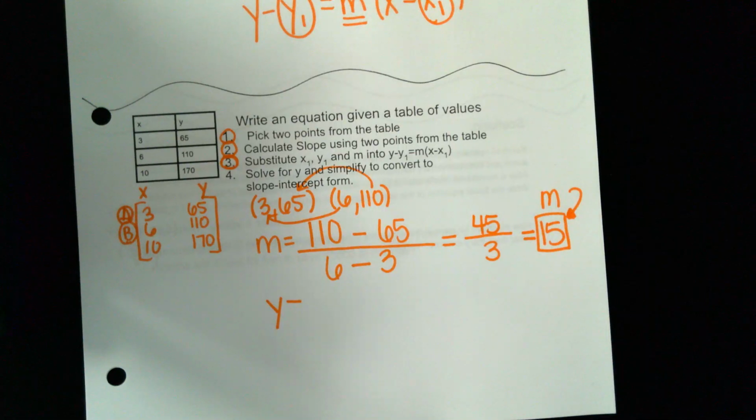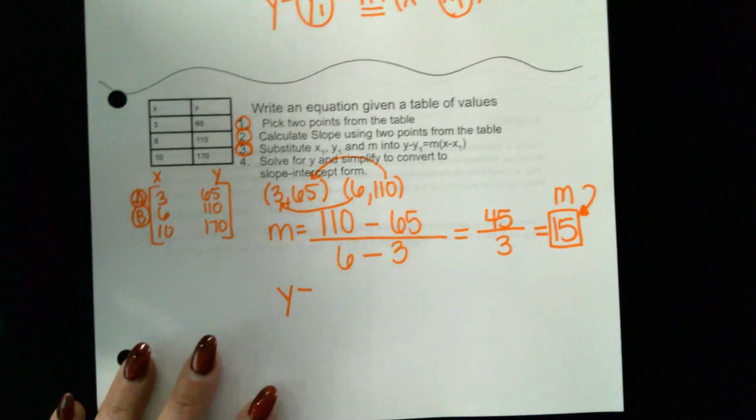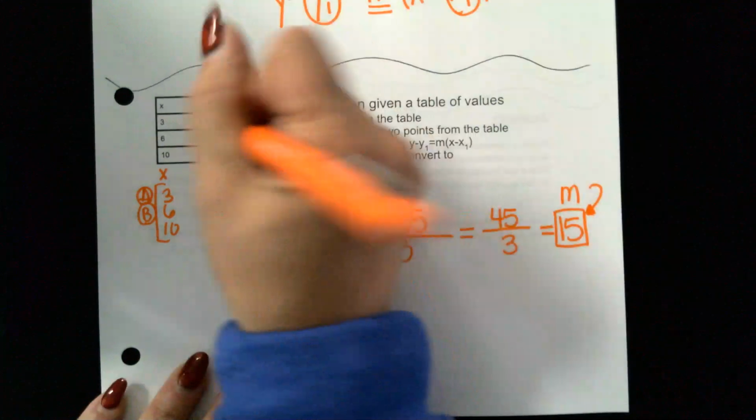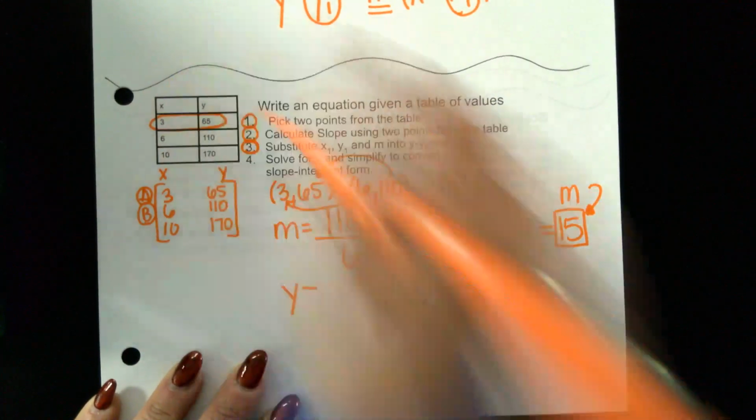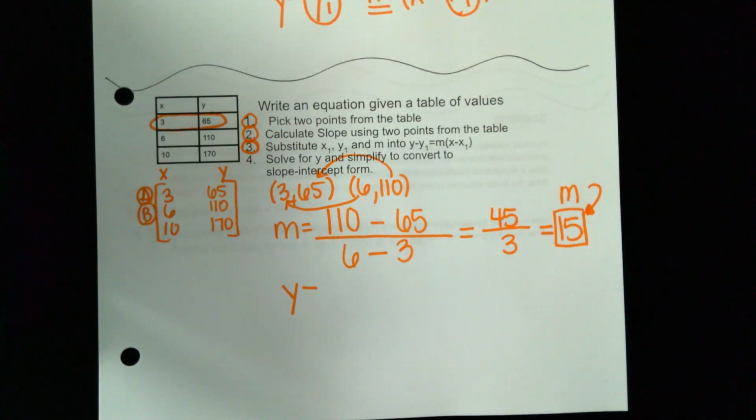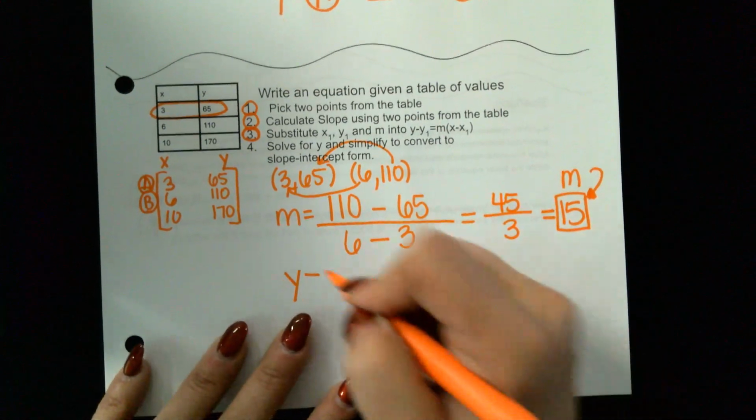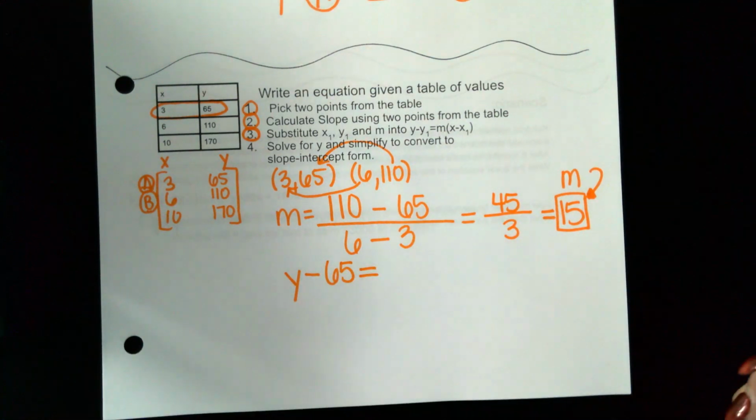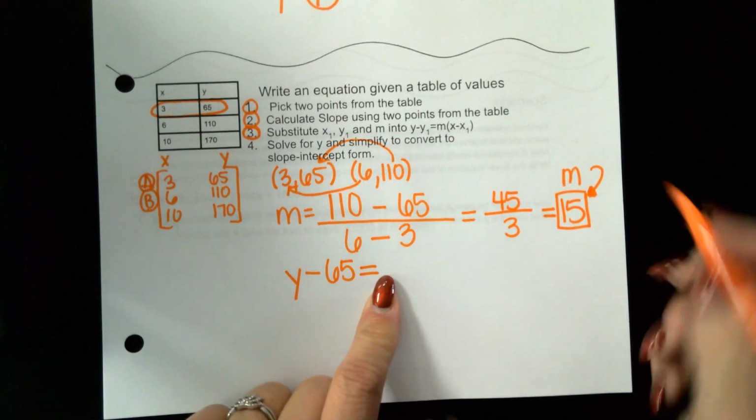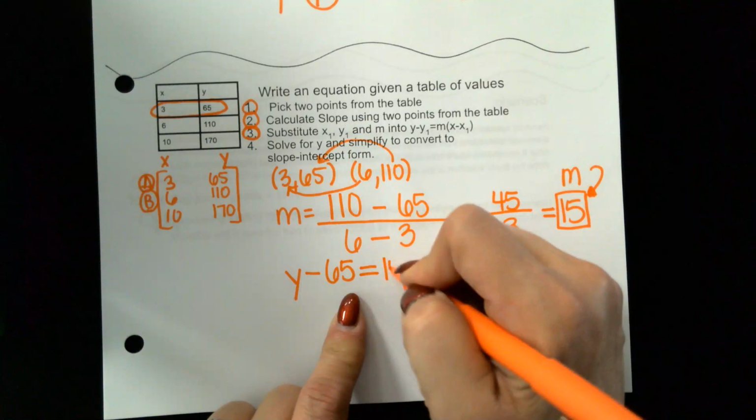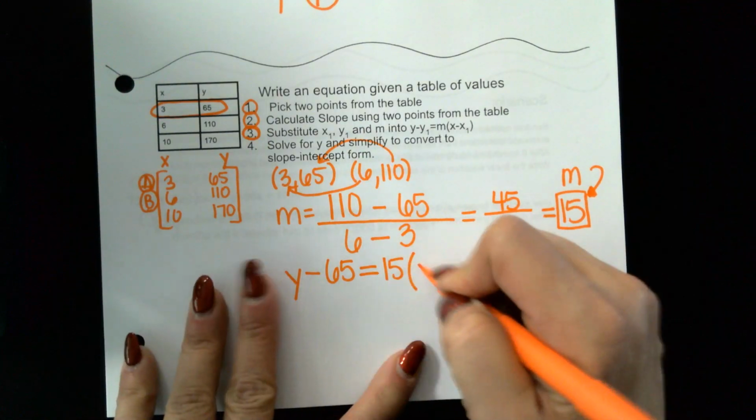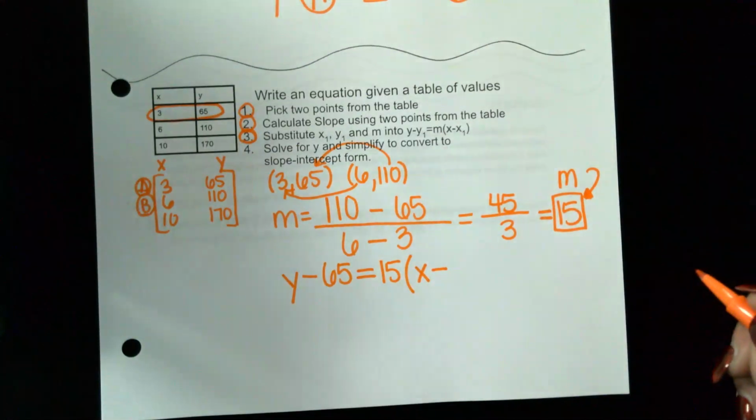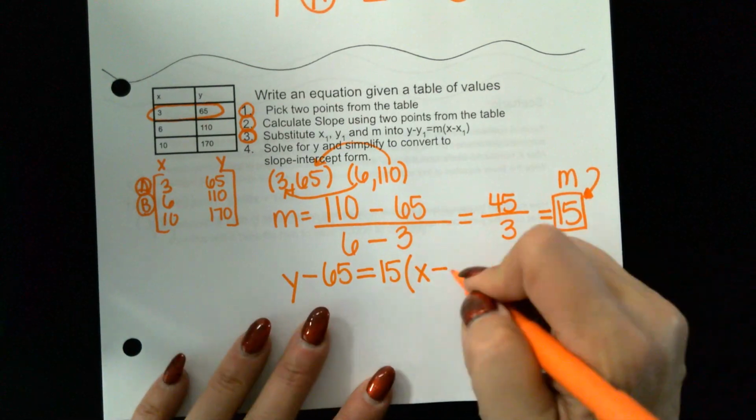But does it matter? No. You guys can pick any ordered pair you want. I'm going to stick with this top ordered pair. I'm going to use the 3 and the 65. So which of those numbers is the y? You put the 65 here, equals, now our slope goes next, which we all said was 15. Then in parentheses, x minus, and then what was the x value? 3.